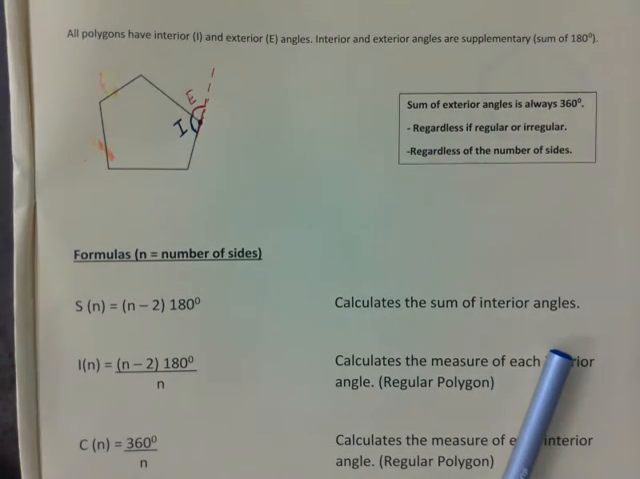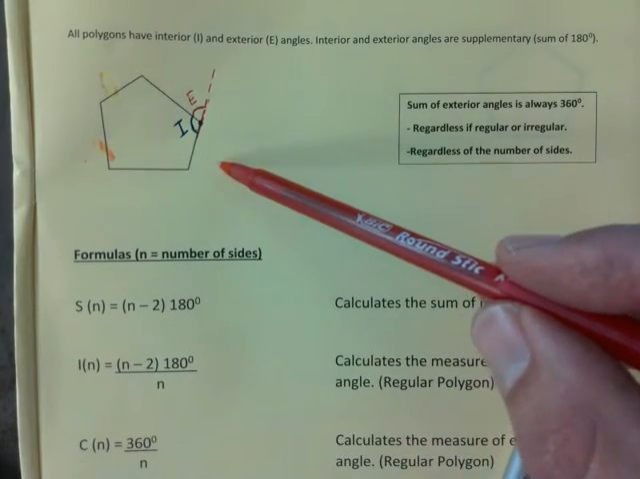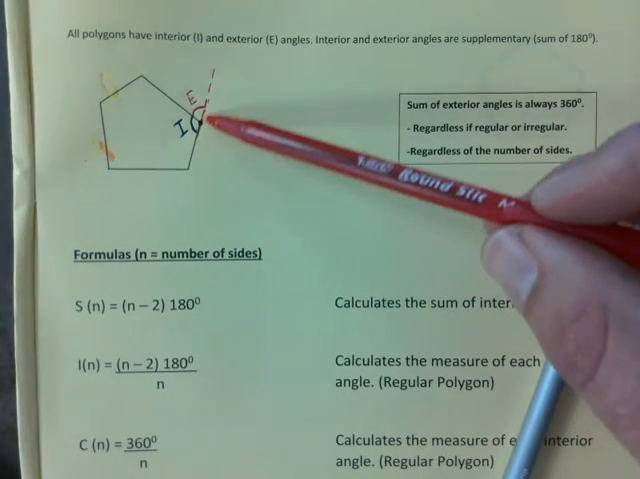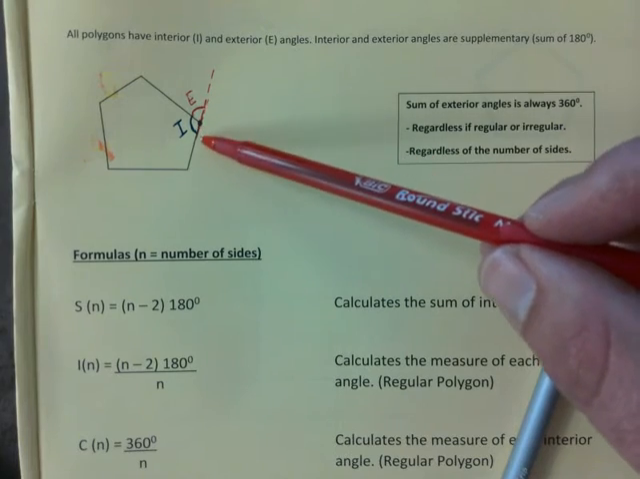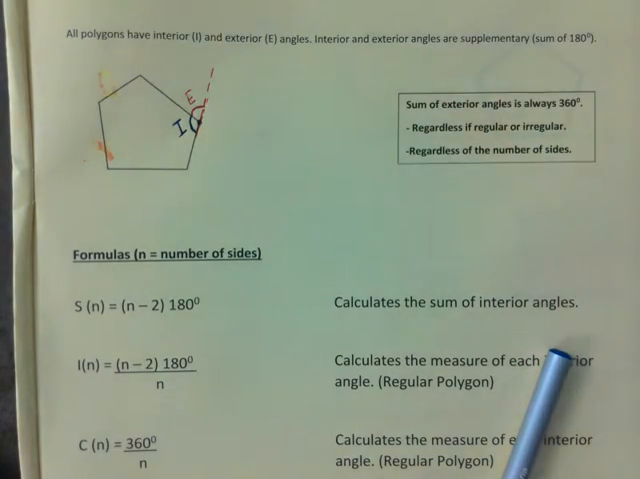This happens at every single intersection. Would it make sense to you if I told you they add up to 180, that they're supplementary right there? Yeah, because they're along a straight line. So there you go. Now you know that that's true.